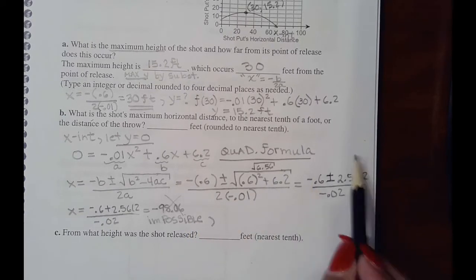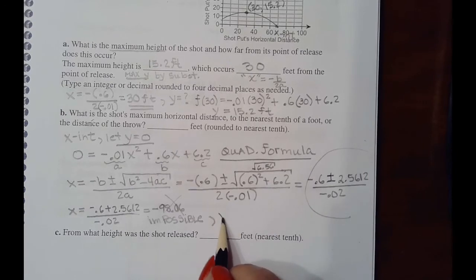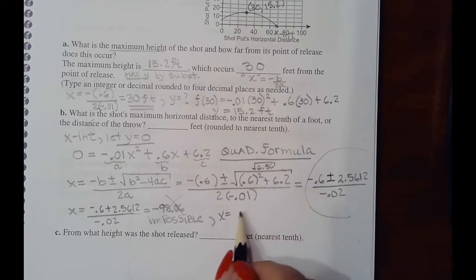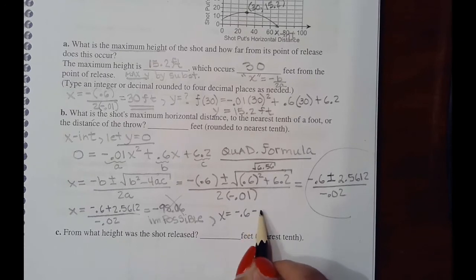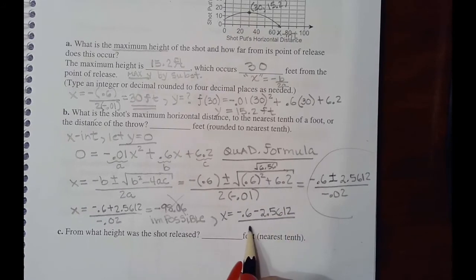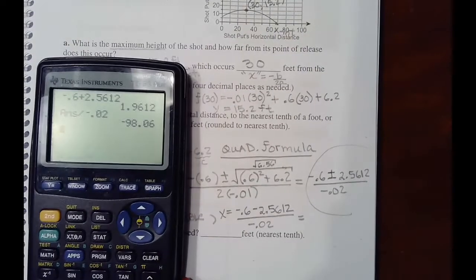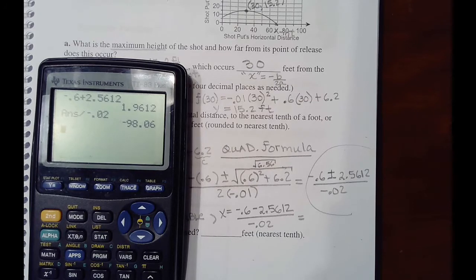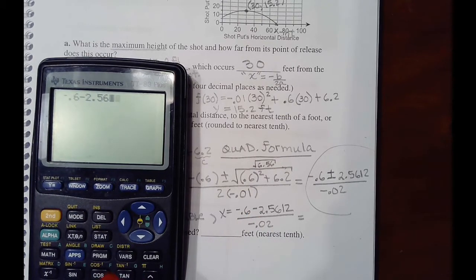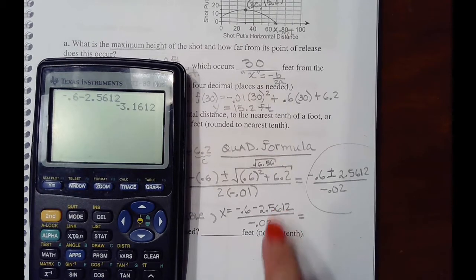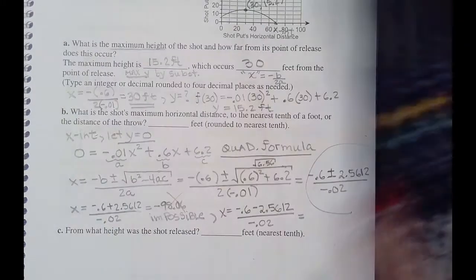The other answer that the quadratic formula gives is x equal to negative 0.6 minus 2.5612, then finally divided by that negative 0.02 that's at the bottom. Now that one comes out positive, so it's the only one that makes sense with respect to this particular application problem. So negative 0.6 minus 2.5612, there's your top, your numerator, divided by negative 0.02, and that's 158.06.